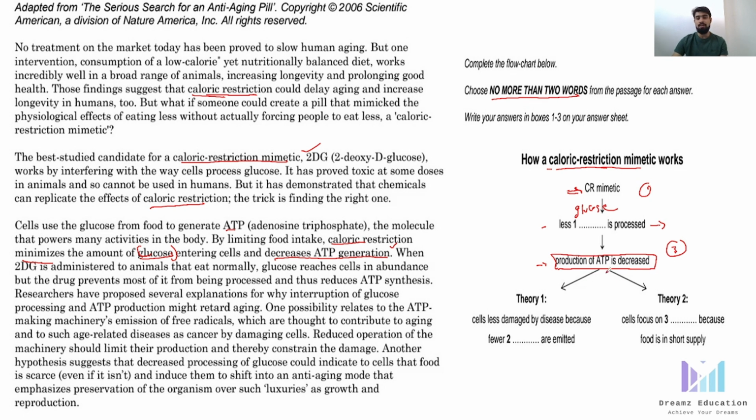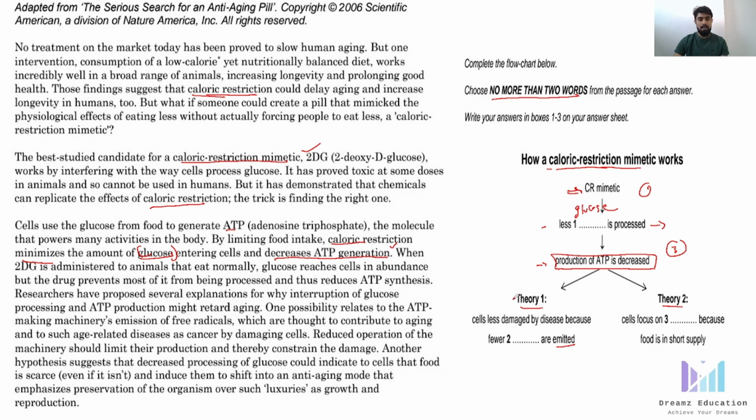So then there are two ways. So first is theory 1 and next is theory 2. We'll see theory 1. What does it say? Cells less damaged by disease because fewer dash are emitted. Okay, cells less damaged by disease because fewer dash are emitted. Something is emitted, again few, less, or emitted, what is that, released or something. Those are the type of synonyms we have to be looking for as well.